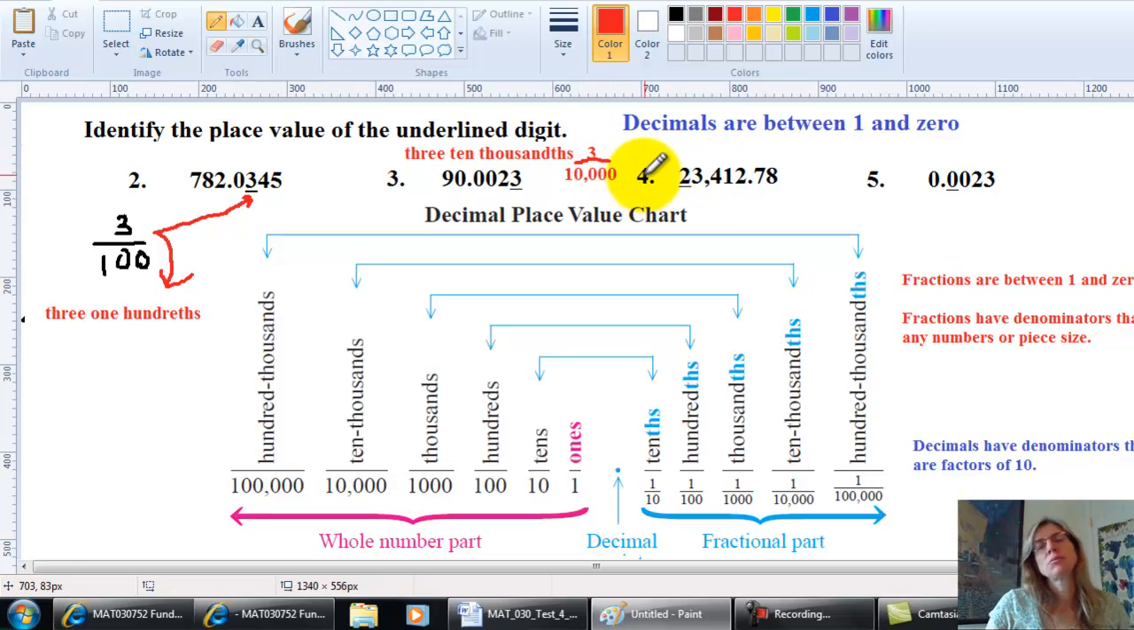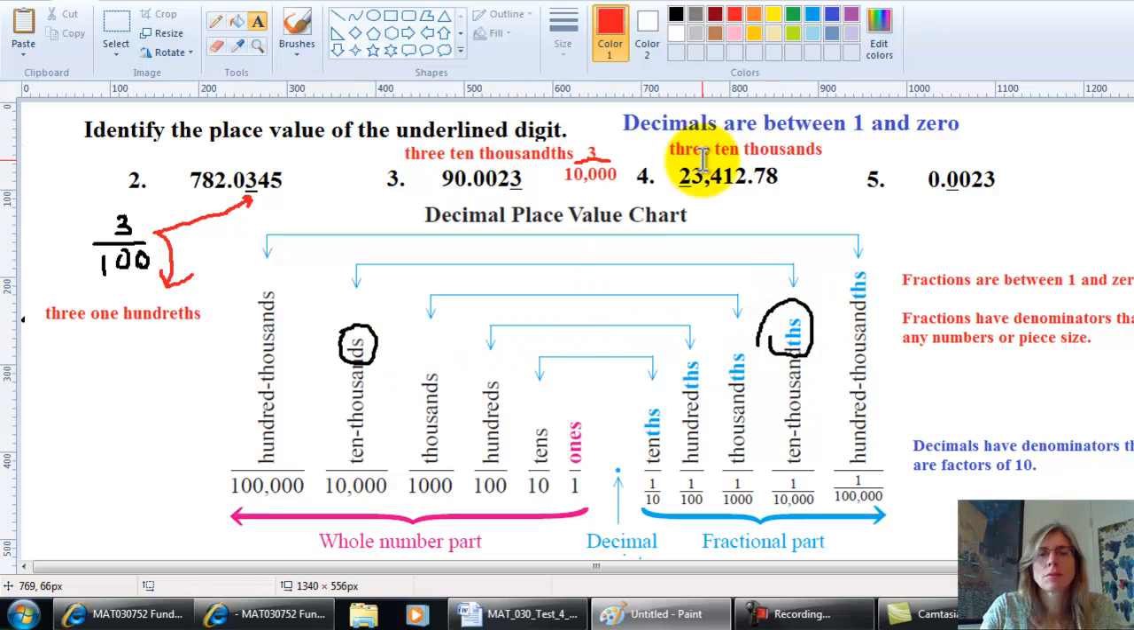Okay, let's look at number 4. They want to identify the place value of this 2. Here's the decimal point, so now we're going to the left. 1, 2, 3, 4, 5 places to the left. So we're going ones, tens, hundreds, thousands, ten-thousands. So that 2 is in the ten-thousands place, with D S at the end, as opposed to D T H S at the end.